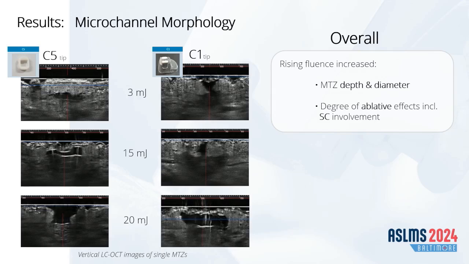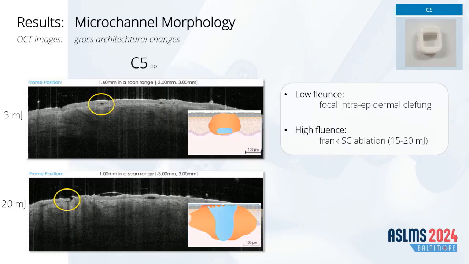So what did we find? Well, perhaps unsurprisingly, imaging did show that rising fluences increase MTZ depth and diameter, and also the degree of ablative effects and SC involvement. Further, imaging revealed key differences between the 2 laser tips. So let's begin with C5.